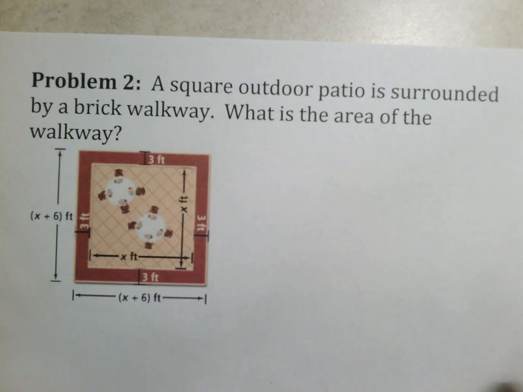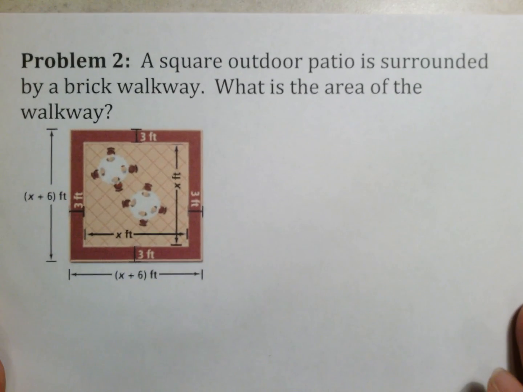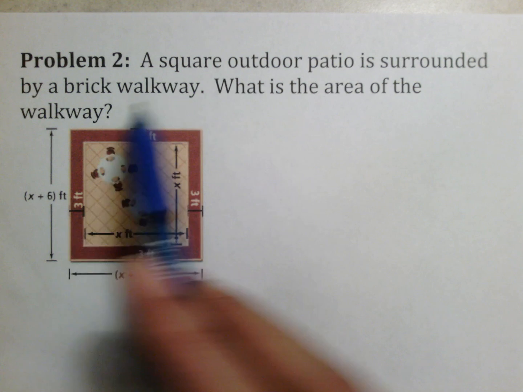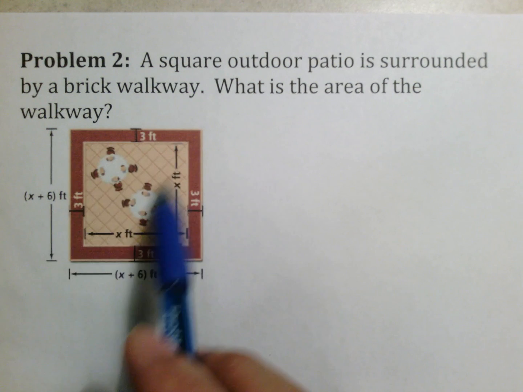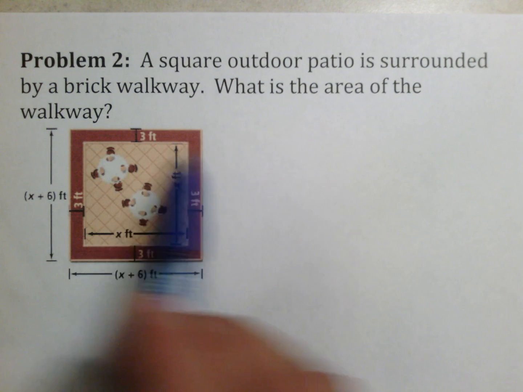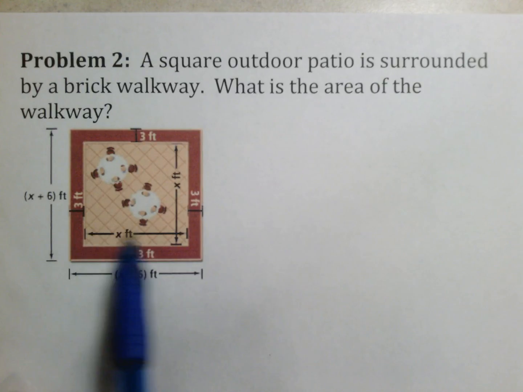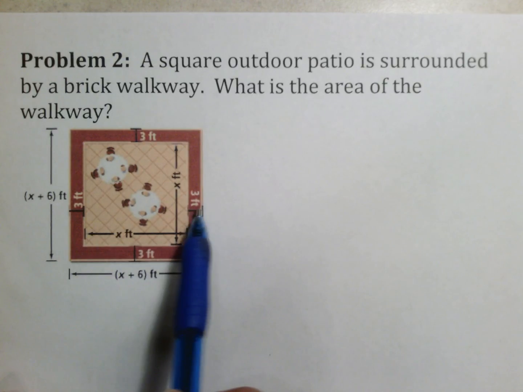Alright. Another problem you're going to see, of course, is an application problem where it talks about find the area of a piece, and it's going to be an area of something overlapped to something else, and you're going to have to either add or subtract the two. In this case, it talks about a square outdoor patio is surrounded by a brick walkway. What is the area of the walkway? Well, they give me that the distance here is x, and that the width of the walkway is 3 feet.